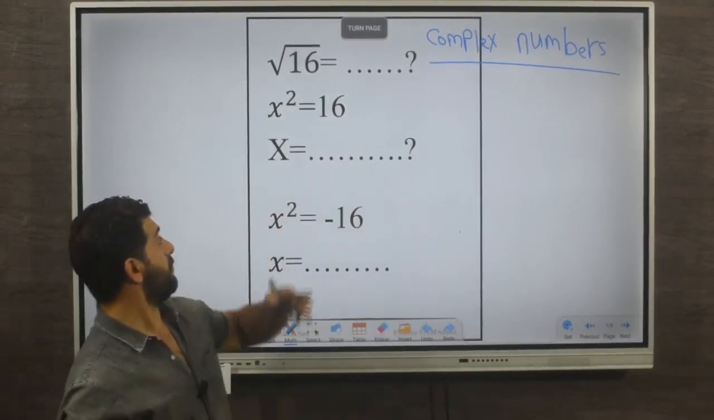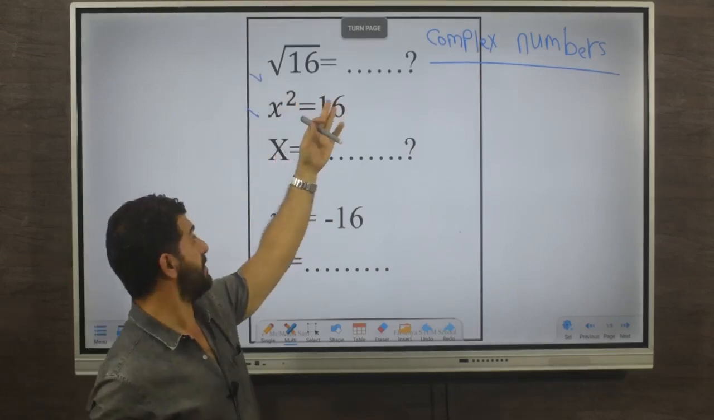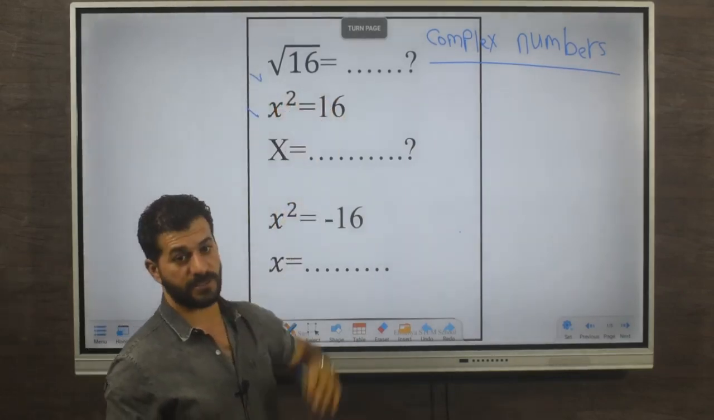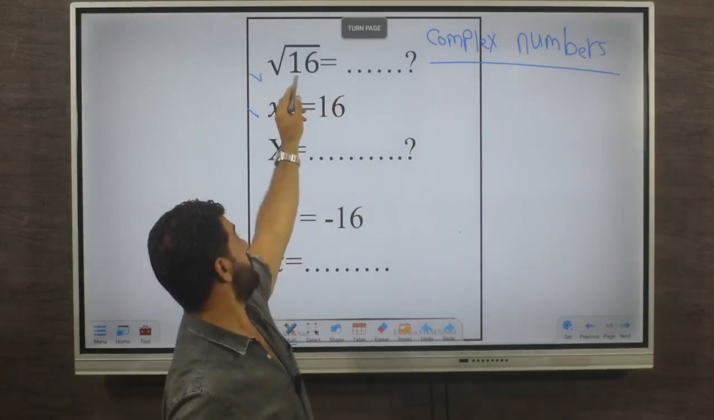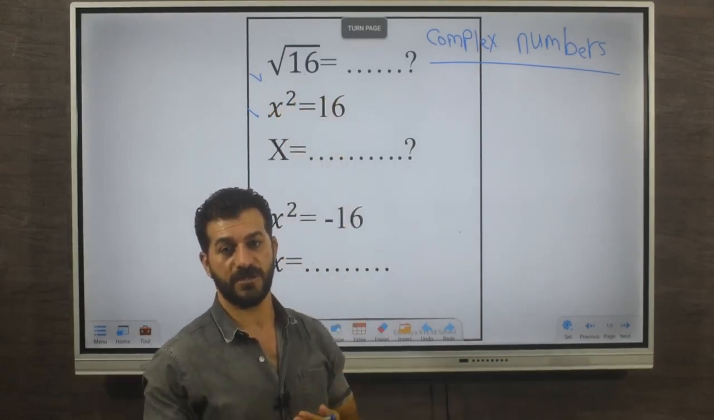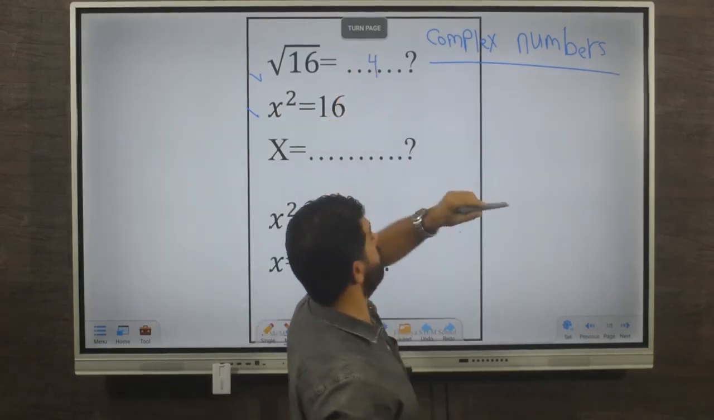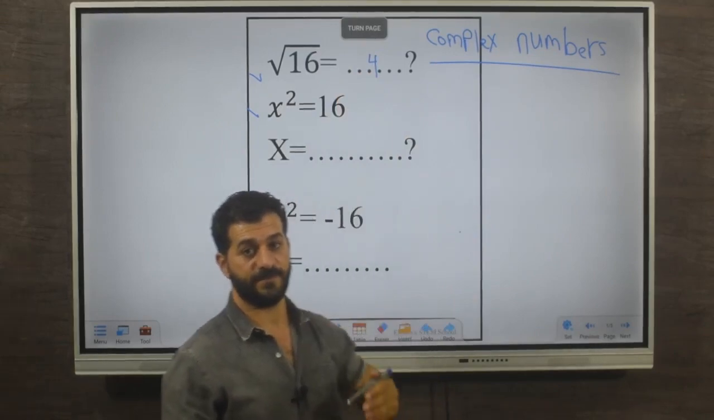Let's have a look at these two questions: the square root of 16 and x squared equals 16. If I asked you about the square root of 16, I'm asking about the positive square root of 16, which is 4, because 4 times 4 equals 16.